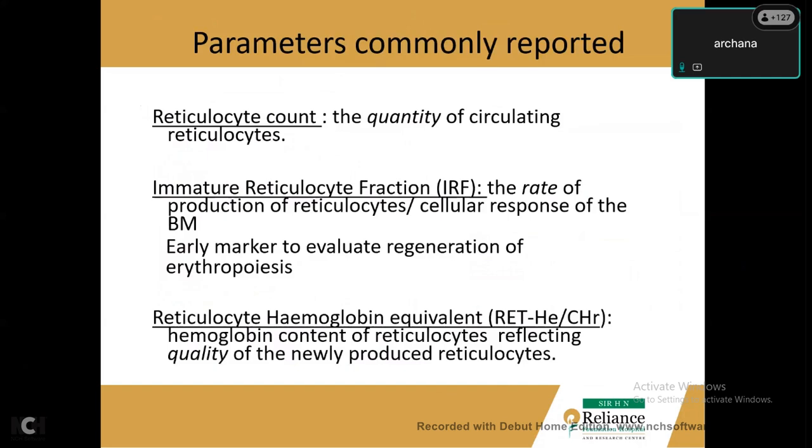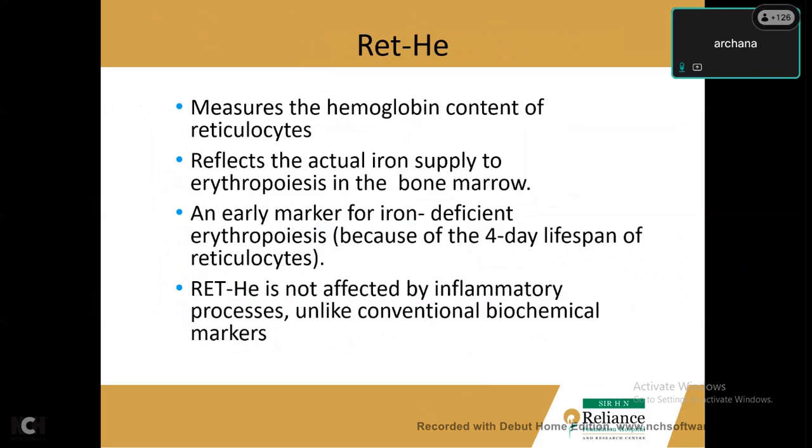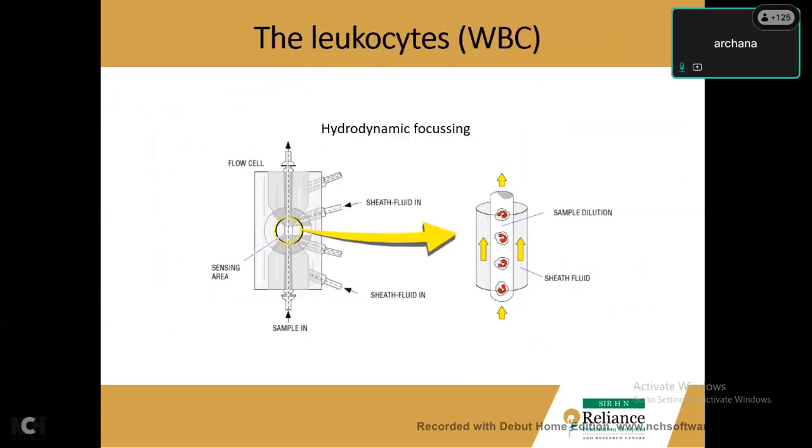And it not only gives you the quantity of the circulating reticulocytes, it even tells you the rate of production, that is the response of the marrow to the anemia, by the immature retic fraction. Along with that, there is RET-HE, which tells you the quality of the reticulocytes. How does it do that? It measures the hemoglobin content of these reticulocytes and is able to tell you the iron supply in the marrow. It is the earliest marker of iron deficiency and it is not influenced by inflammation.